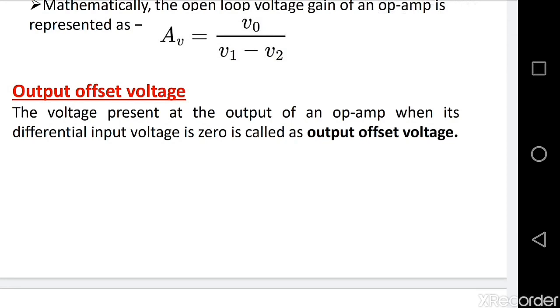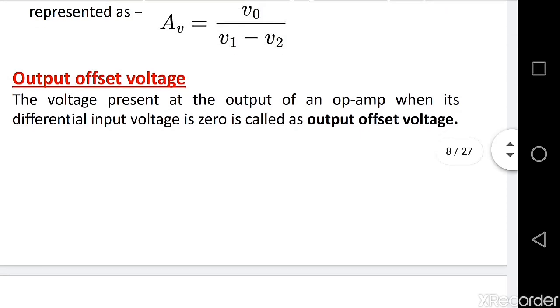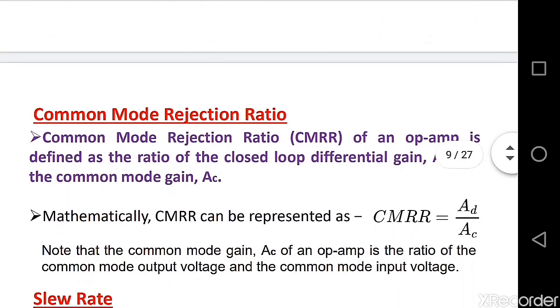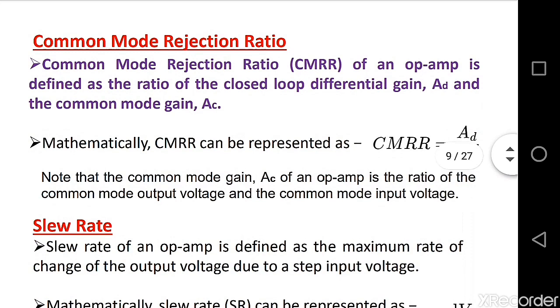Next, output offset voltage. The voltage present at the output of an op-amp when its differential input voltage is 0 is called output offset voltage. That is, when the differential input voltage is 0, then the output voltage of an op-amp is called output offset voltage.